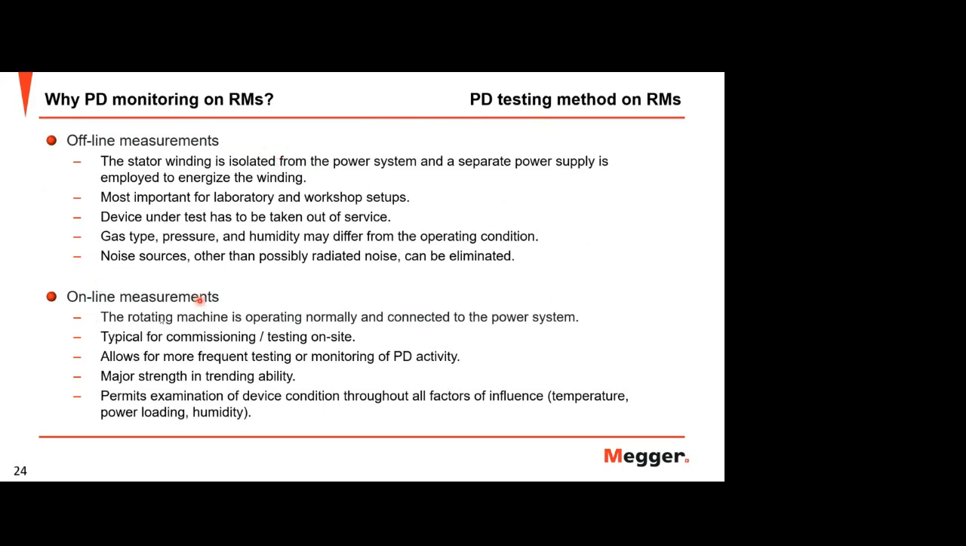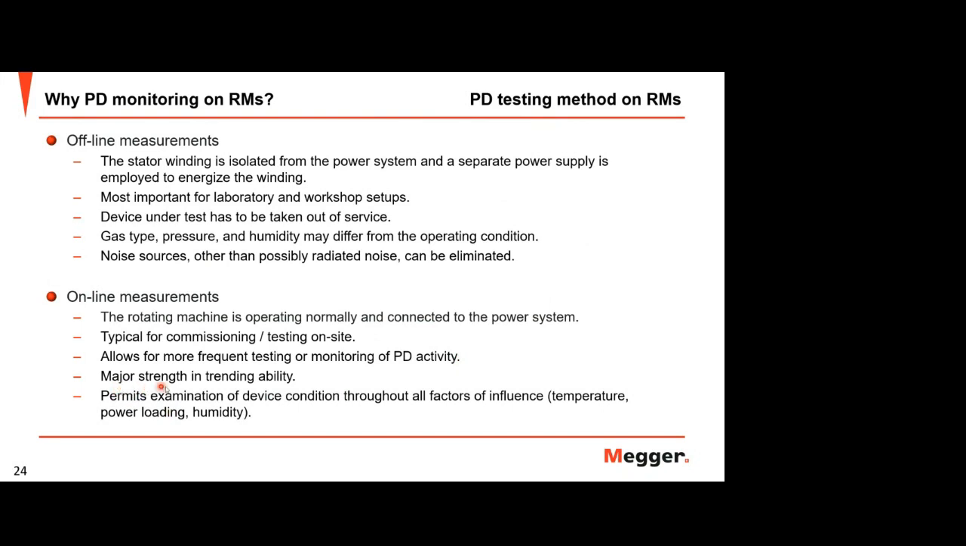And another option is online measurement. In this method, the rotating machine is operating normally and connected to the power system. Typically for commissioning and testing on site, because the problem on site is we cannot keep the noise source to a minimum, because depending on location and environment, the noise is sometimes difficult to reduce. It allows for more frequent testing or monitoring, because online you don't need to shut down your system. You can do measurement anytime.